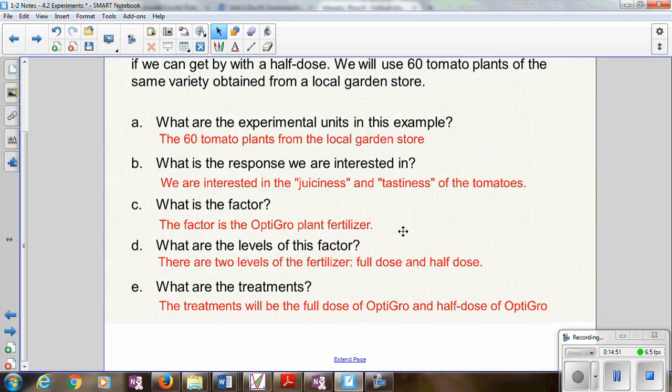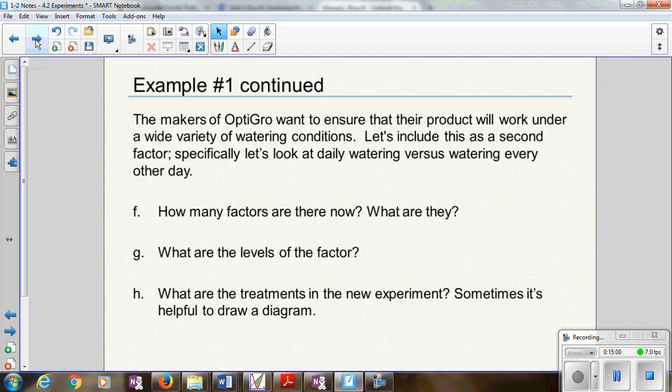So the treatments then would correspond to the factors, either the full dose of the OptiGrow or the half dose of the OptiGrow. All right, let's extend this situation a little bit further. The makers of OptiGrow want to ensure that their product will work under a wide variety of watering conditions. So let's include this as a second factor. Specifically, let's look at daily watering versus watering every other day.